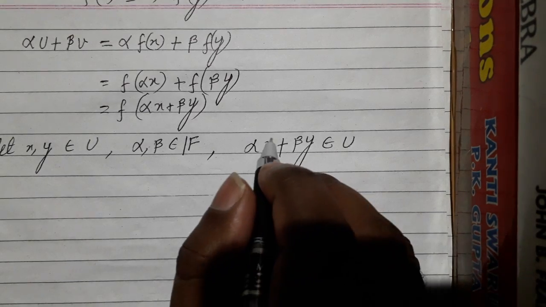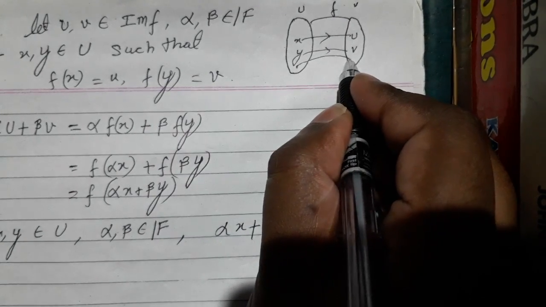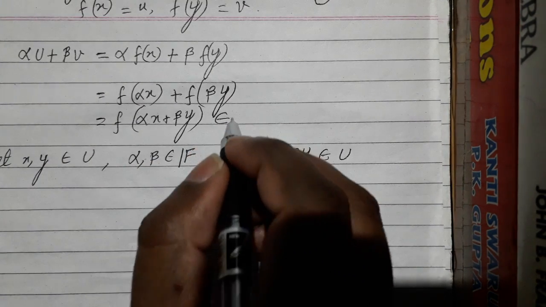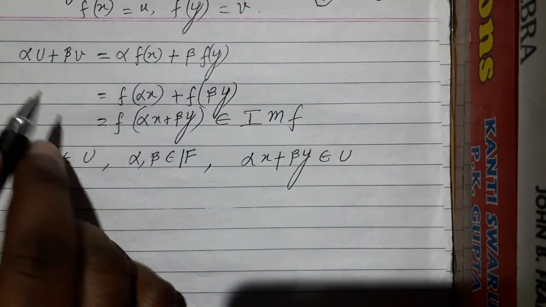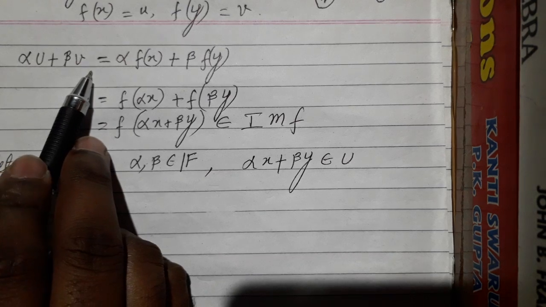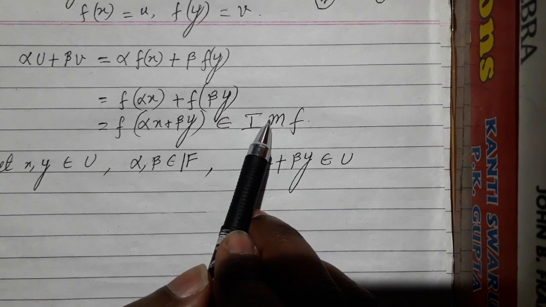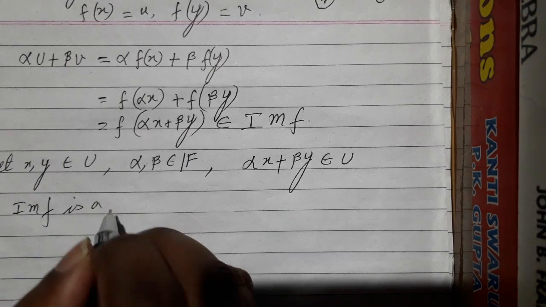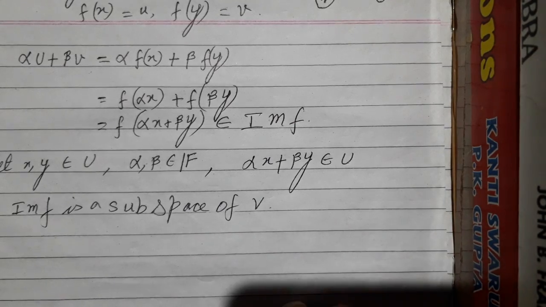Now this element is in U, so I take some element in U. Since we have a mapping, it will be sent to an element in V. So f of this element is in V, in fact in image F. So I have shown that alpha u plus beta v belongs to image F. Since this linear combination belongs to image F, image F is a subspace of V.